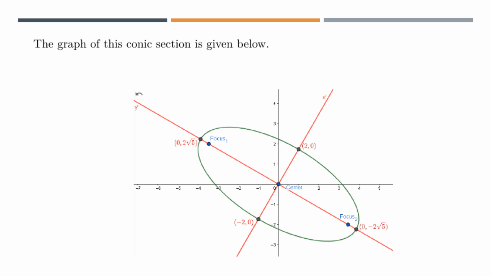But here we can see the graph of the ellipse. We have the foci, the center, the vertices, and negative 2, 0, and 2, 0 correspond to the co-vertices in the x prime, y prime plane. So here's the graph of this particular conic section rotated through the angle of rotation.